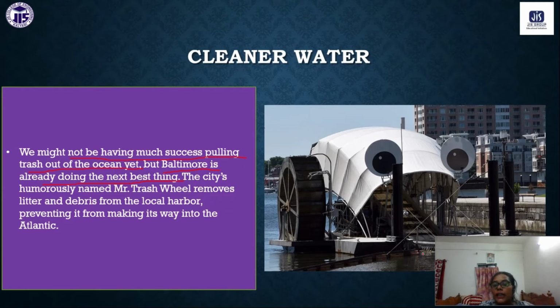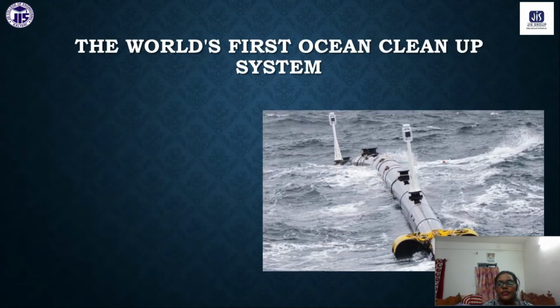So this cleaner can collect all types of pollutants, and it prevents the pollutants from mixing with the water body. So this is a new invention. Next, we will move to the next innovation, that is the world's first ocean cleanup system. You can see this is the ocean cleanup system.